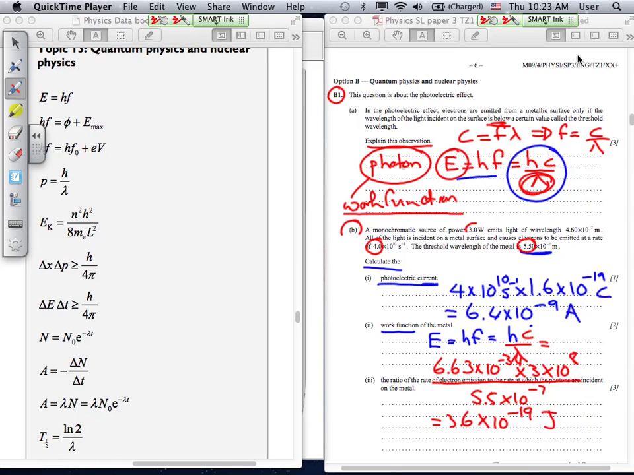That's in joules. If we wanted to put that into electron volts, we would have to divide this by 1.6 times 10 to the negative 19, and we would get our answer in electron volts, which would be about 2.3 electron volts.